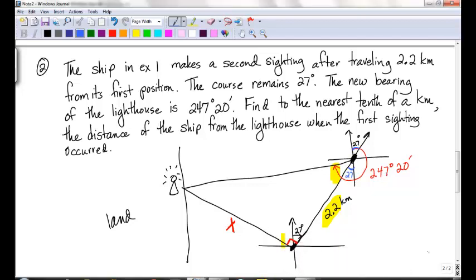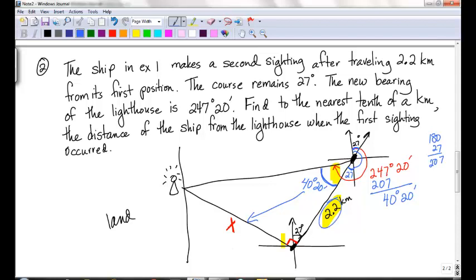So we figured out this angle is 27. Vertical angles are equal. Then from here to here is 180. If you add the 180 and the 27, that's 207, and subtract that from 247 degrees 20 minutes, you get 40 degrees 20 minutes. You agree with that? So that is this angle, 40 degrees 20 minutes.